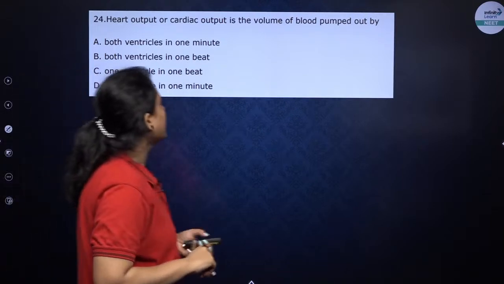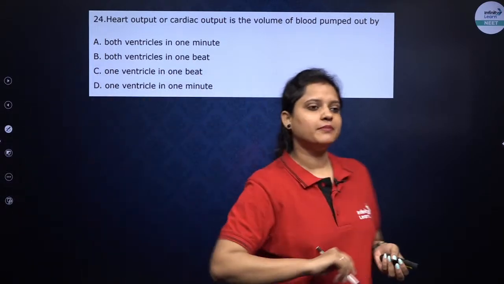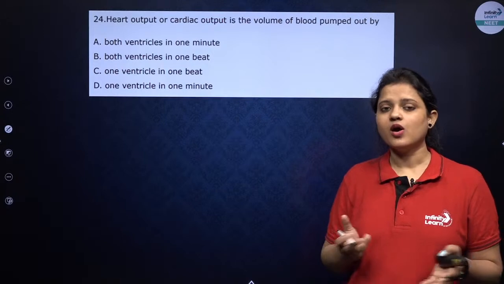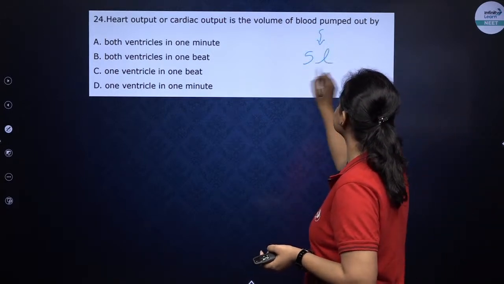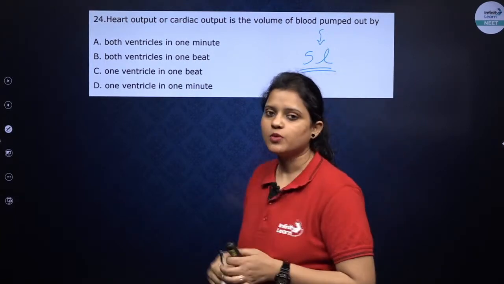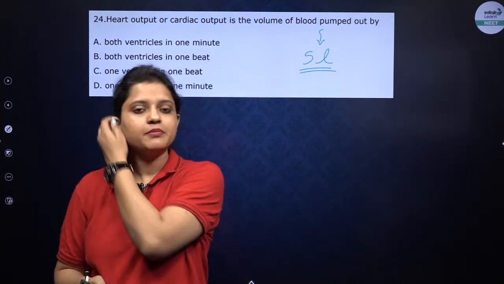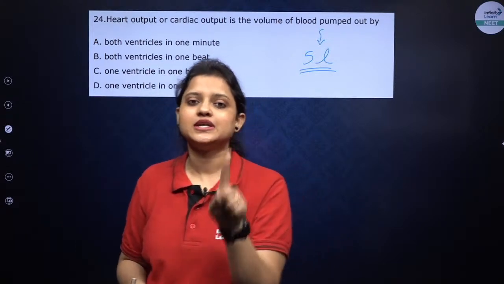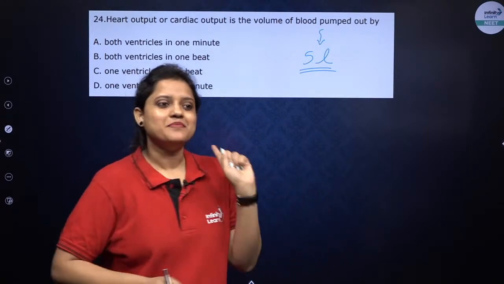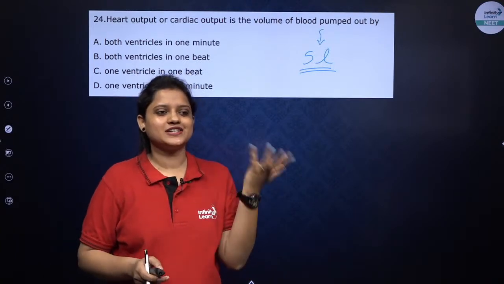Heart output or cardiac output is the volume of blood pumped out by. We know how much is our cardiac output. It is around 5 liters. Cardiac output is the volume of blood pumped by both the ventricles of heart in 1 minute. In 1 minute.